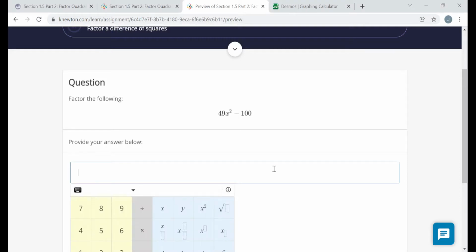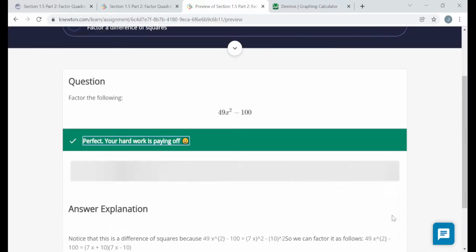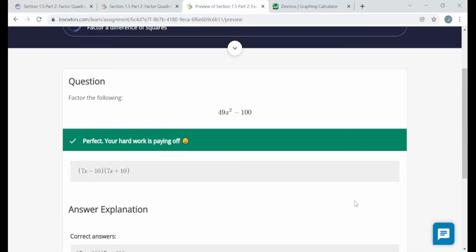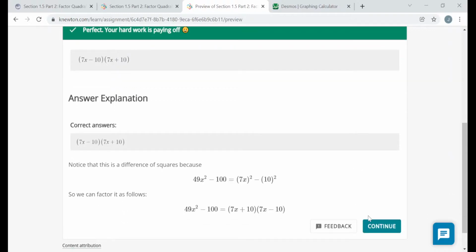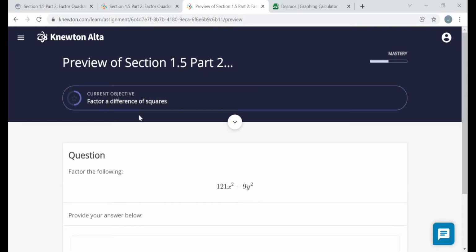All right, so back on the assignment page, quantity 7x minus 10 times 7x plus 10. And we'll submit. Hooray. All right, and again, please read through the answer explanations. Next question. All right, so we're still on the same objective here, factor a difference of squares. So I'm going to keep that difference of squares formula up and write this polynomial down.